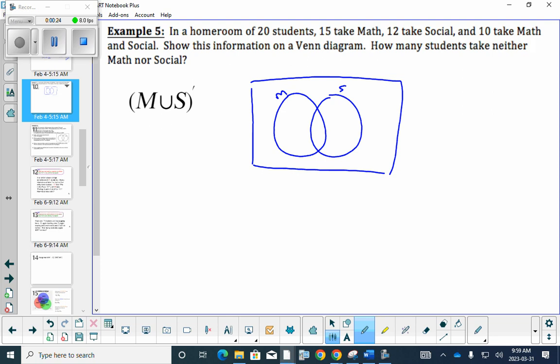Okay. So when you fill the numbers into a Venn diagram, you don't just plunk the numbers from the question into the circles. You have to do a little subtraction. So when you're working with Venns, this section right here, this is where we start. And what that represents is the intersection, or in this case, math and social. Okay. So how many kids are taking math and social? 10. Okay.